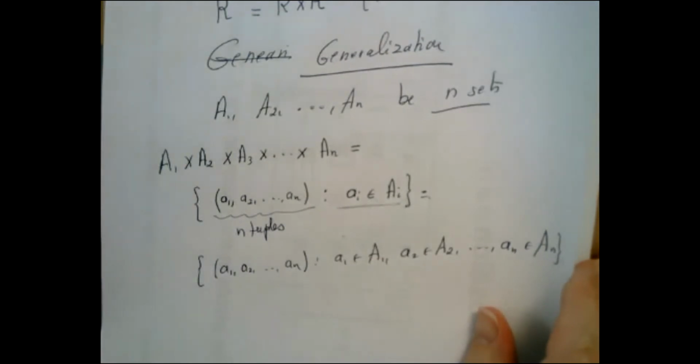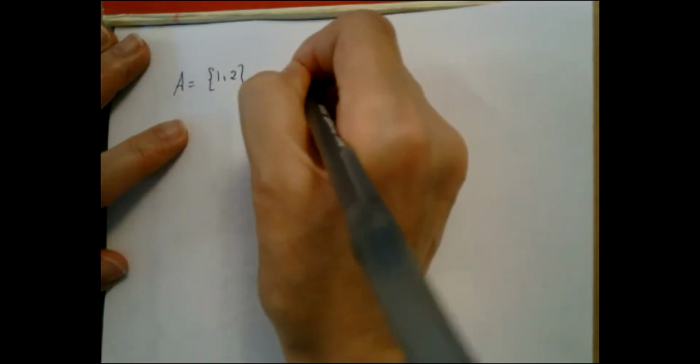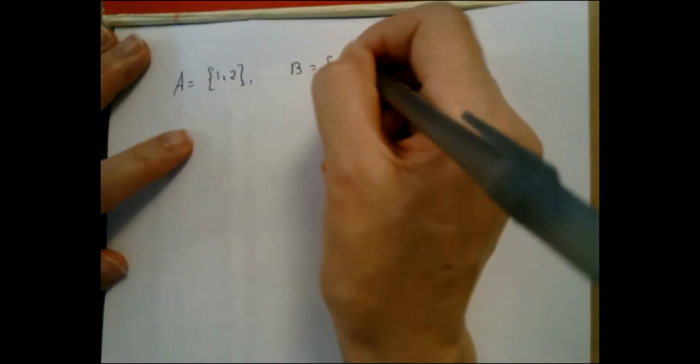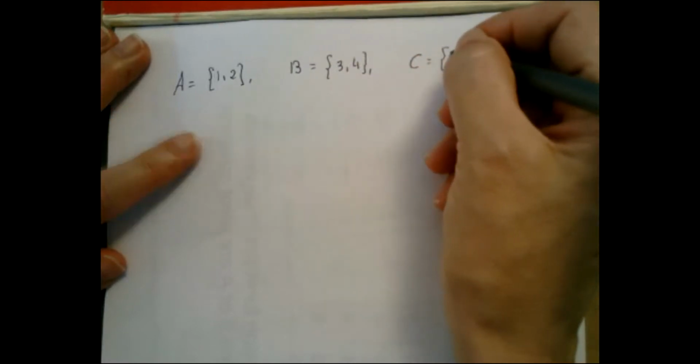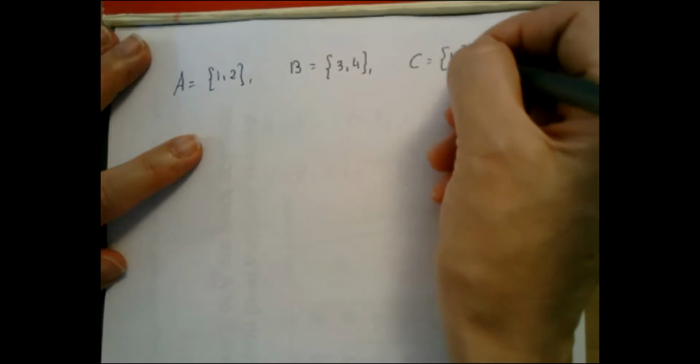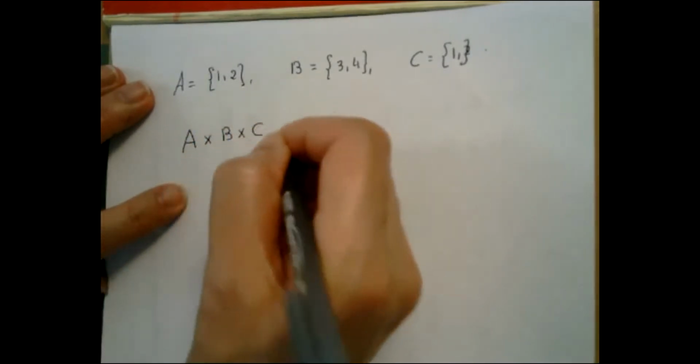Just to make sure we understand this a little bit, let us play with the following. Suppose I take the set A to be {1, 2}. I'm not going to visualize now. We just have to make sure we understand this notation. Let's say B is {3, 4}, and let me take C to be {1}.